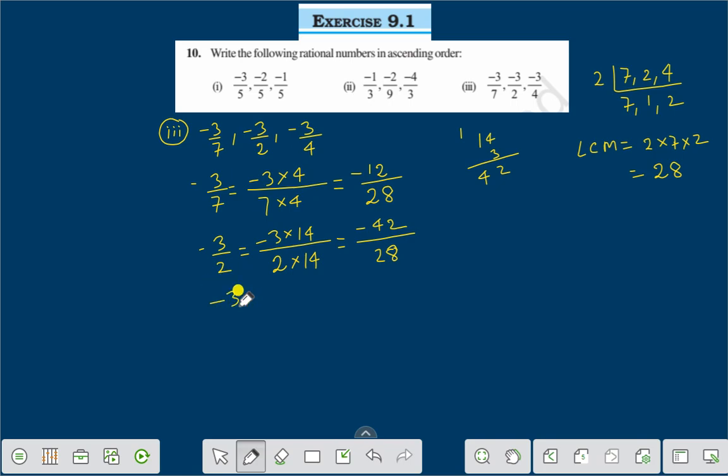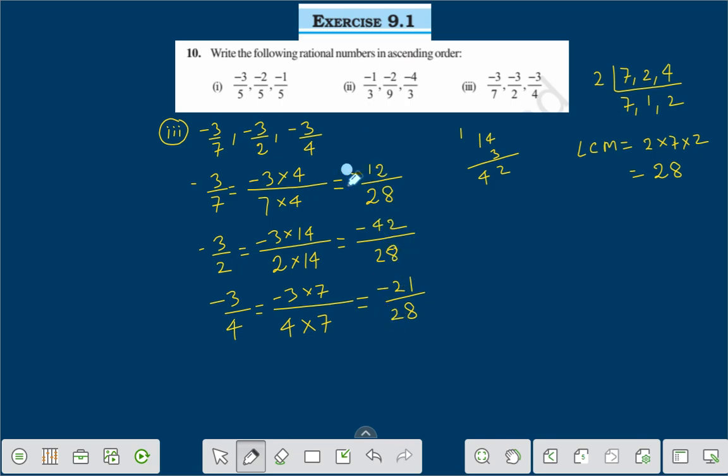And the next one is minus 3 by 4. Now, if we divide 28 by 4, you will get 7, 4 sevens are 28. That means you have to multiply both the numerator and denominator by 7. That is 4 into 7, and it is equal to minus 3 into 7, that is minus 21, and 4 sevens are 28.